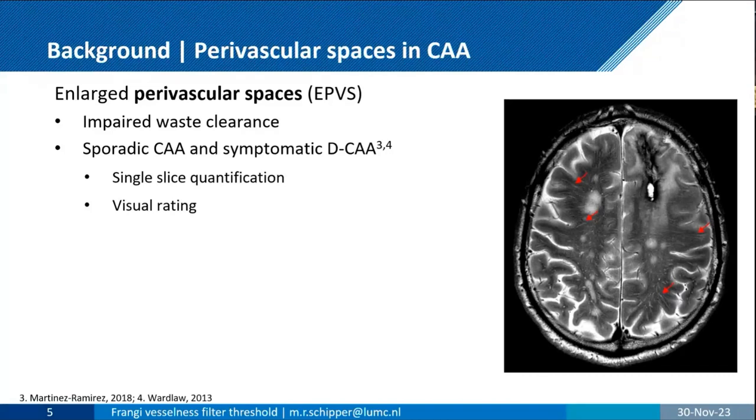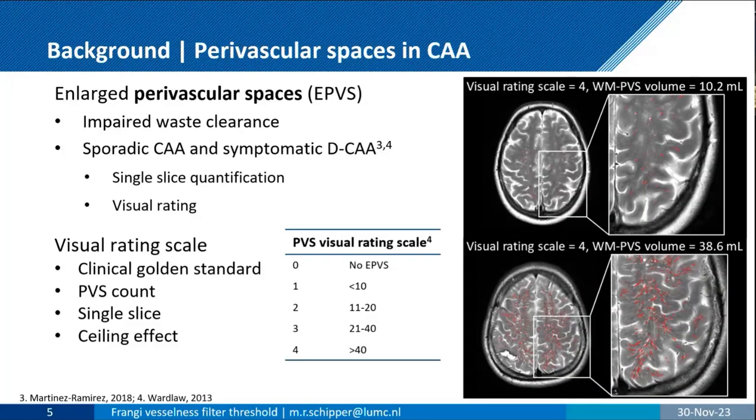So this is an example of a patient with DCA, and there are many perivascular spaces to be seen on this image, but a few of them are indicated with arrows. So to continue on the visual rating scale, this is currently the gold standard to assess perivascular spaces in the clinic.